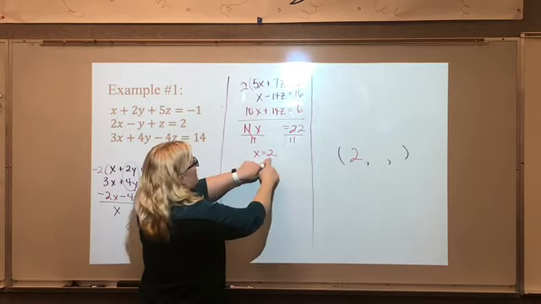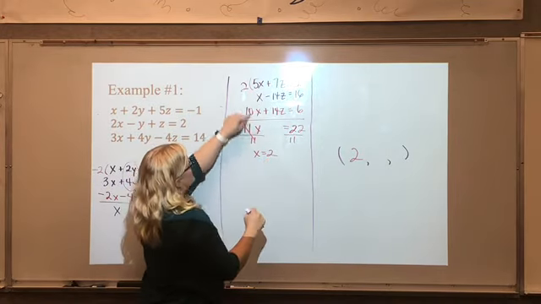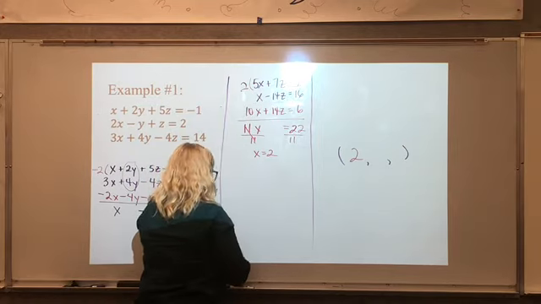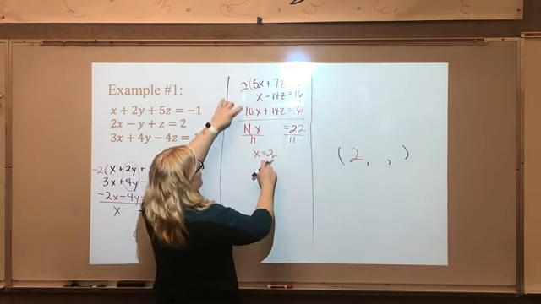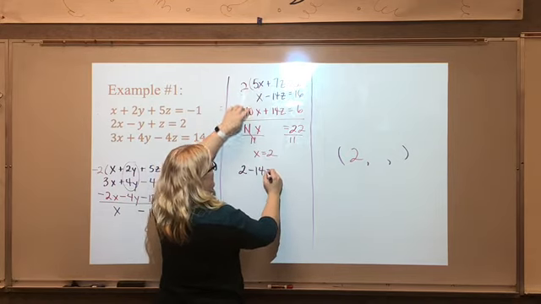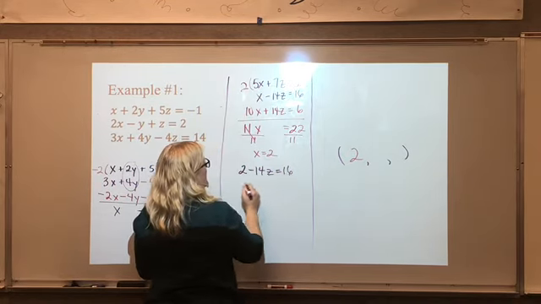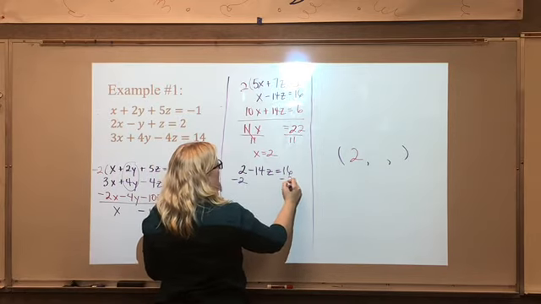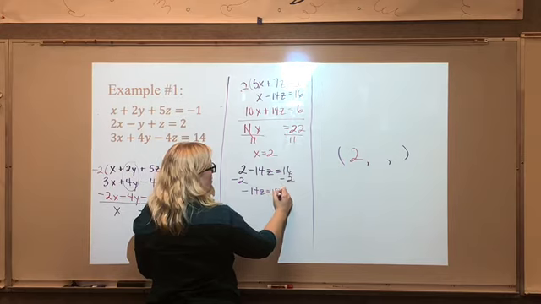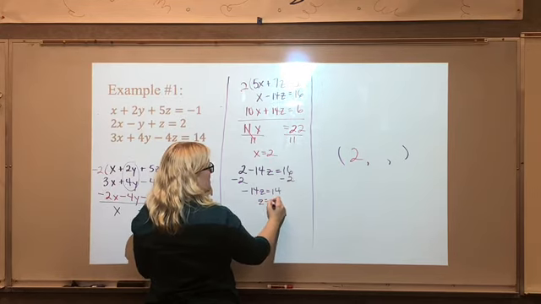Now I just need to take that 2 and plug it into one of these, and I think I'll do this one. I'm going to plug this in here, so I've got 2 minus 14z equals 16. Subtract 2 from both sides. I get negative 14z equals 14. So z equals negative 1.